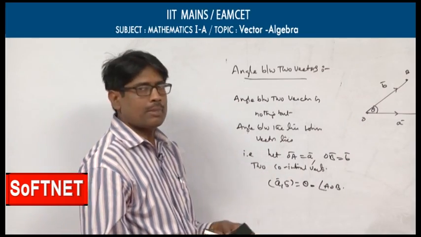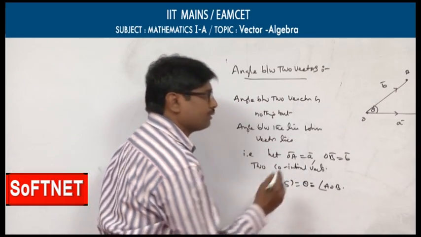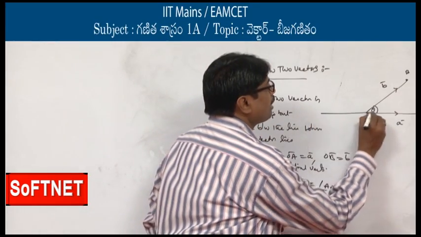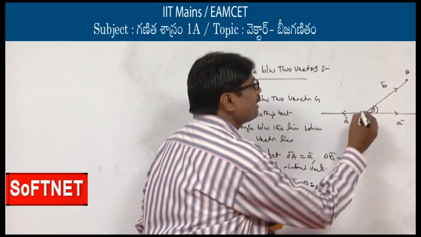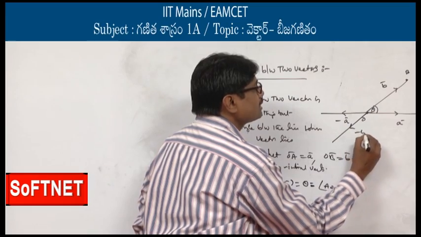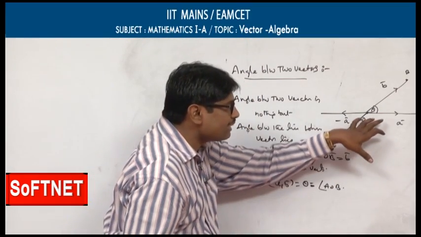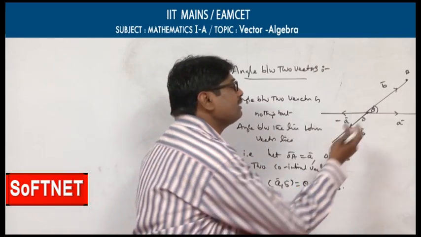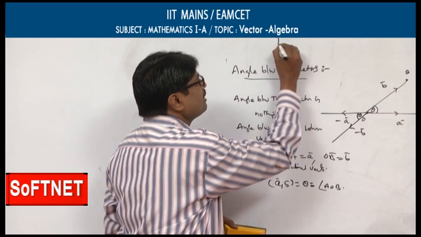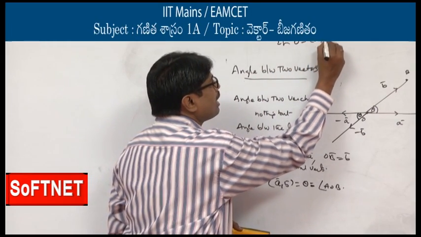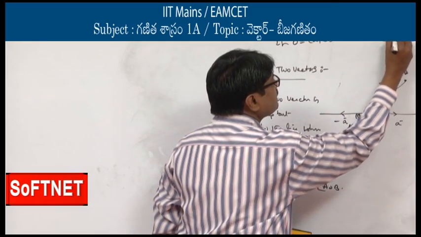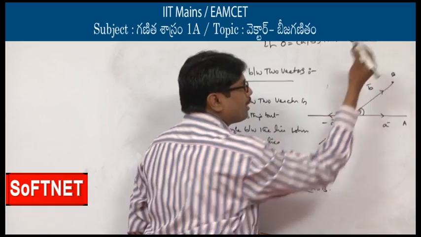Next, if A bar and B bar are two vectors, then you can define in the opposite direction minus A bar. Similarly, minus B bar in the opposite direction of B bar. If theta is the angle between A bar and B bar, then the same angle will be between the opposite direction vectors: theta is also equal to the angle between minus A bar and minus B bar.